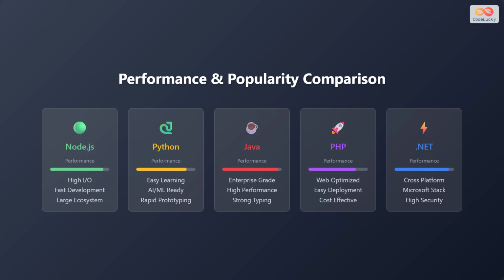Let's compare the performance and popularity of these top backend technologies. Node.js is excellent for high input/output operations, and offers fast development with a large ecosystem. Python is known for its easy learning curve and capabilities in artificial intelligence and machine learning, making it ideal for rapid prototyping. Java is the go-to choice for enterprise-grade applications requiring high performance and strong typing. PHP is web-optimized, easy to deploy, and cost-effective, making it suitable for web development. .NET is cross-platform, backed by the Microsoft stack, and offers high security for enterprise applications.